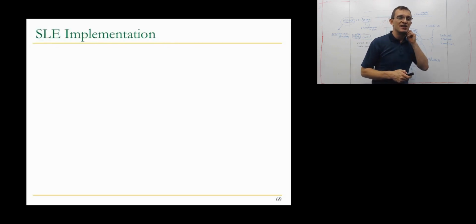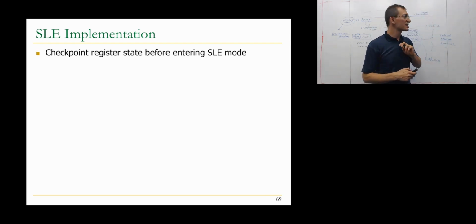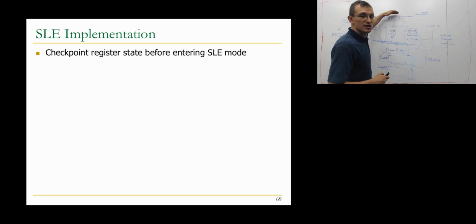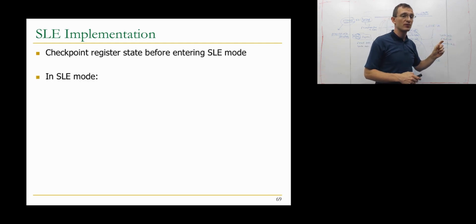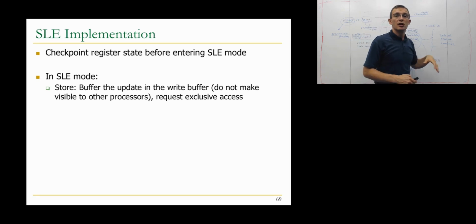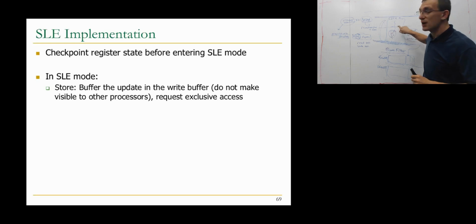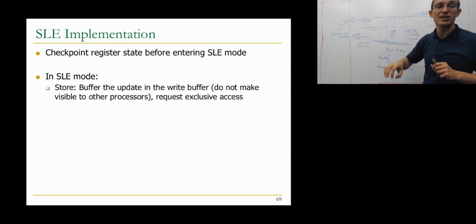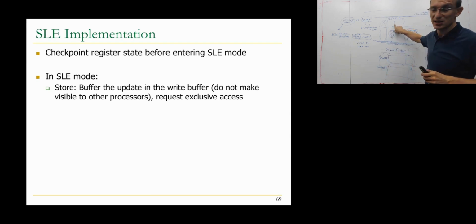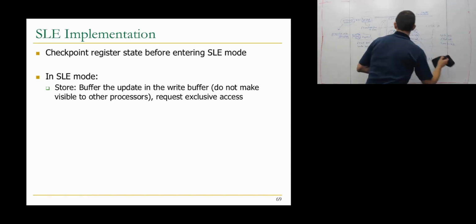So let's take a look at the implementation a little bit. I'm not going to go into a lot of detail on SLE implementation, but basically the processor checkpoints the register state before entering speculative lock elision mode, and decides to enter speculative lock elision mode by detecting the lock. In speculative lock elision mode, if there's a store in the critical section, the processor buffers the updates in the store buffer and doesn't make them visible to all other processors, but requests exclusive access for that particular cache block that it's trying to store to. Right? That's the idea.